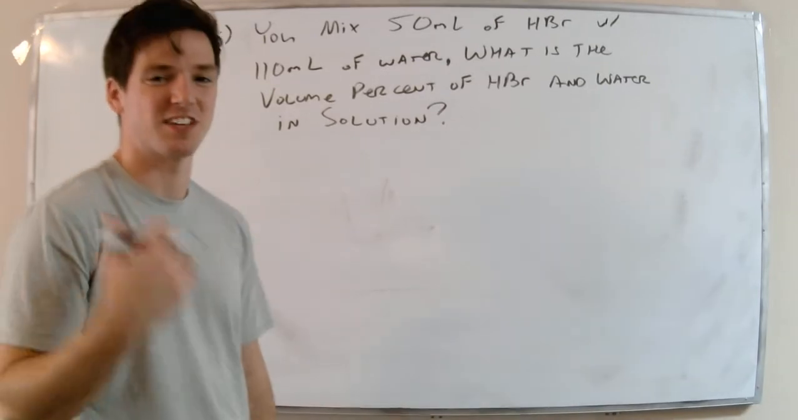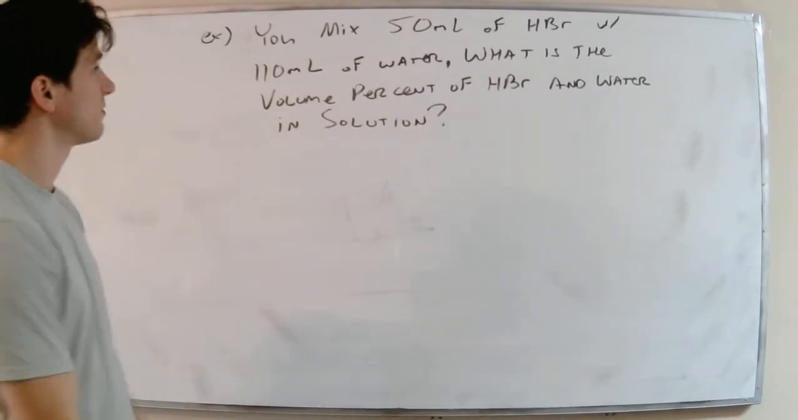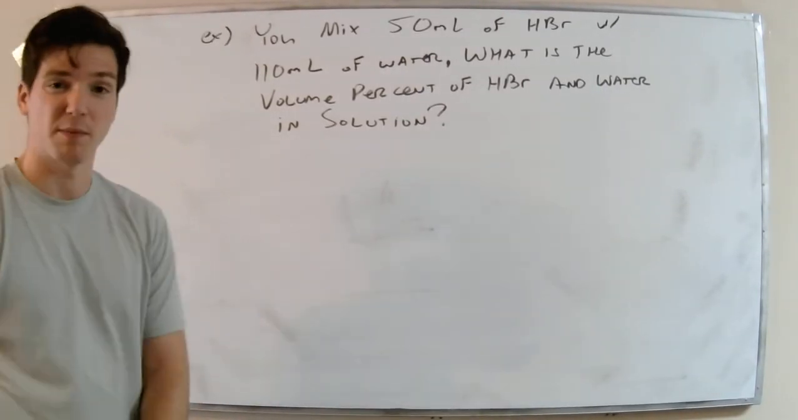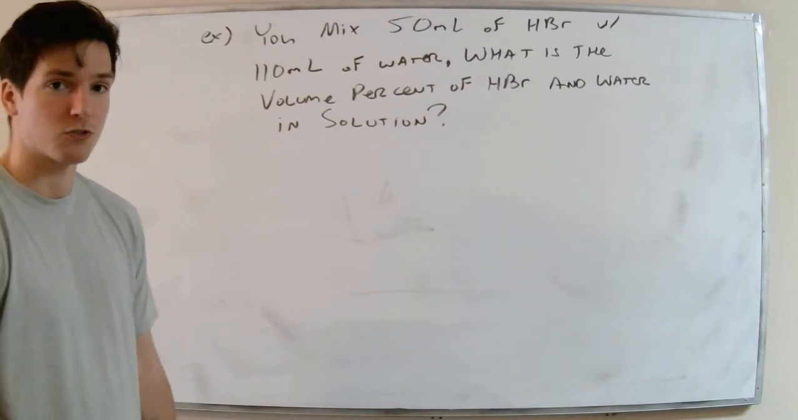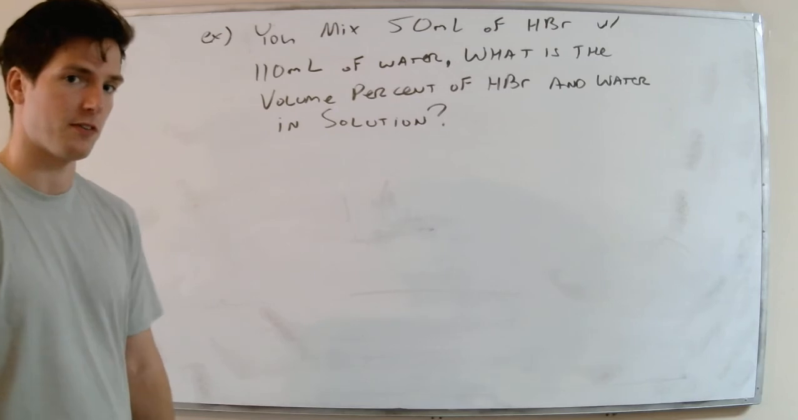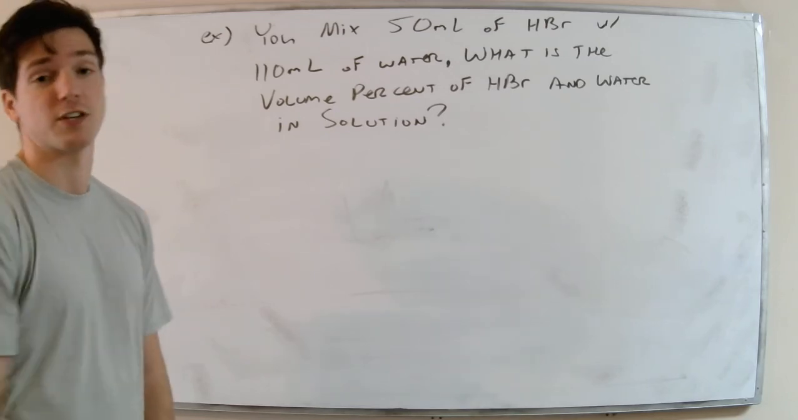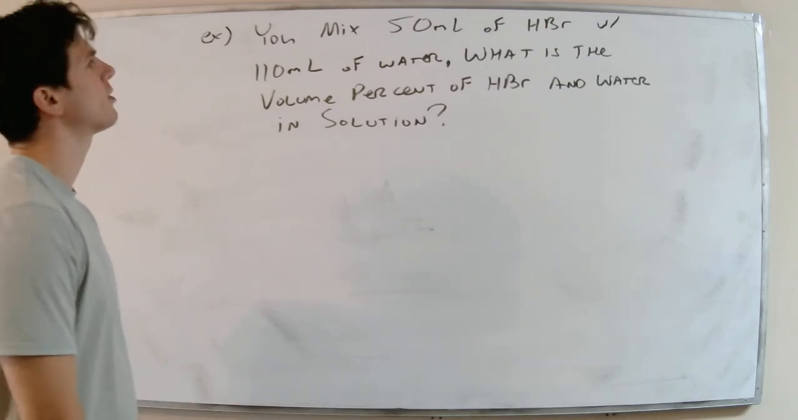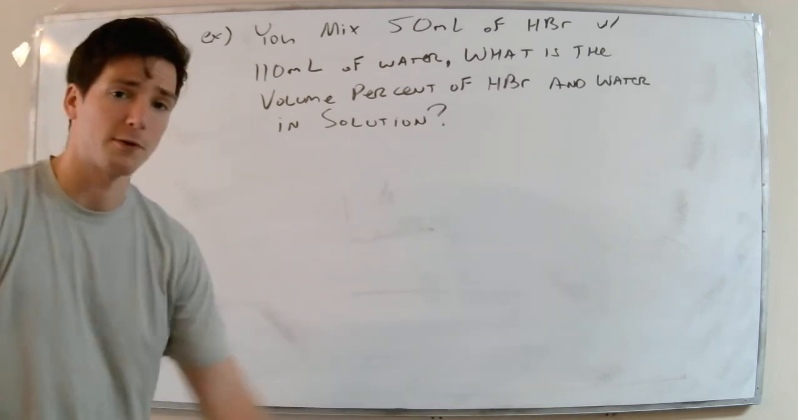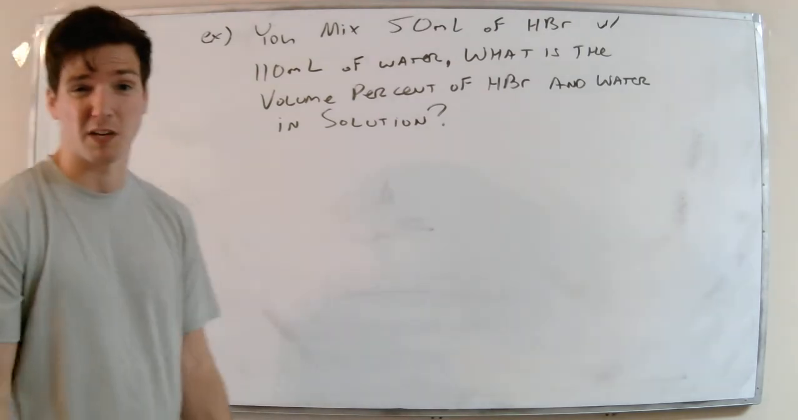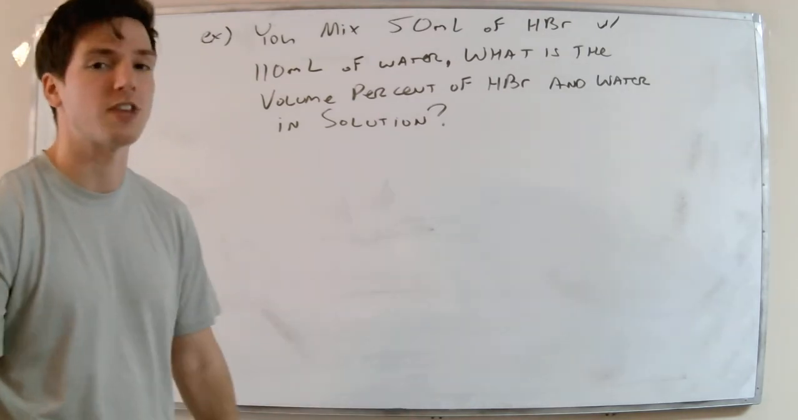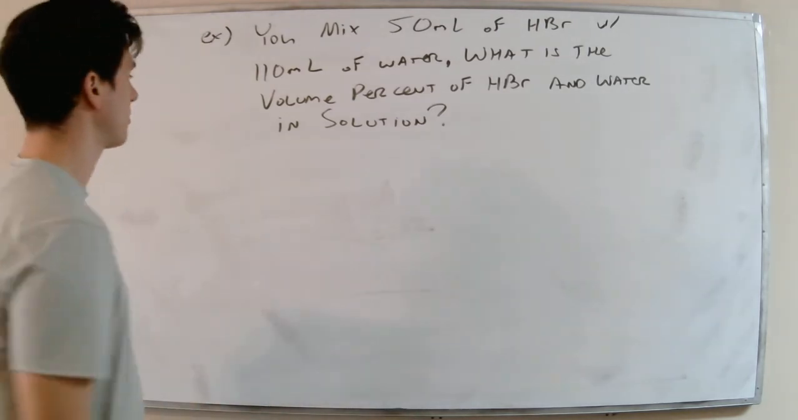So our last example here, you're mixing 50 milliliters of HBr with 110 milliliters of water. What is the volume percent of HBr and water in solution? So I just want the volume percent for both of these guys, so you're going to have two percentages at the end. Remember, it's just volume of what we're looking for on top over volume total. They could be in liters, they could be in milliliters, it doesn't matter as long as they're all the same unit. So let's do HBr first, right?